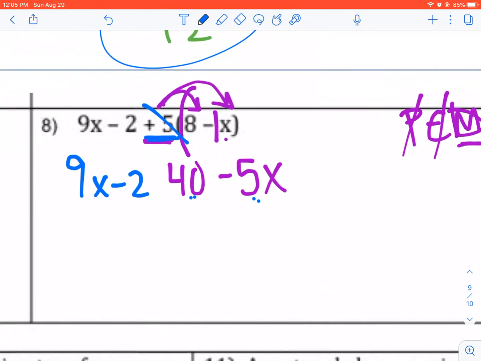We do need to put something to separate that 2 from that 40. 40 was a positive, so we're going to put a plus sign in there. Now we're going to go through and combine like terms. We have 9x's and we have negative 5x's.